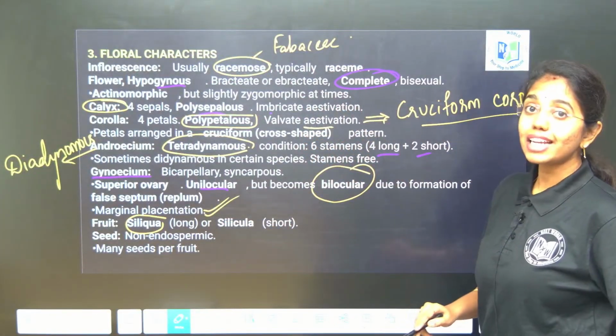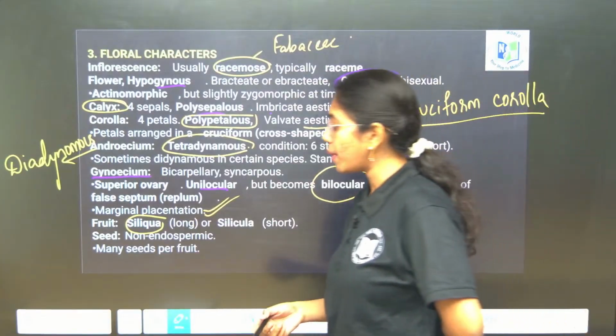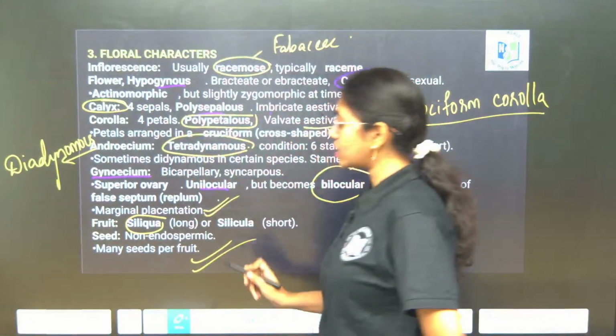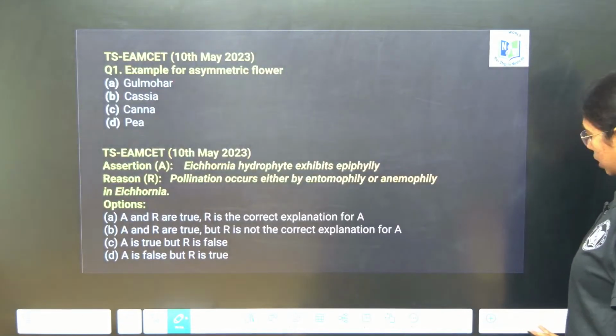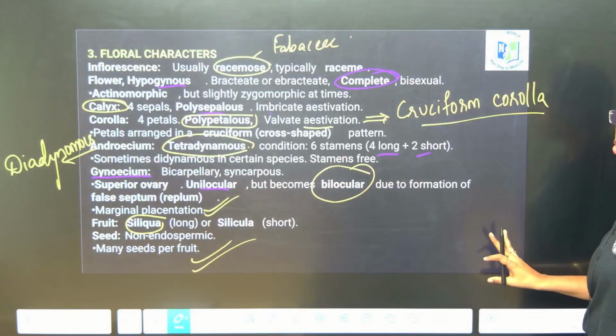Fine. And seed is non-endospermic, as most of them are what? Dicots. Many seeds are present in a single fruit in Brassicaceae members. This is the floral characters distribution.